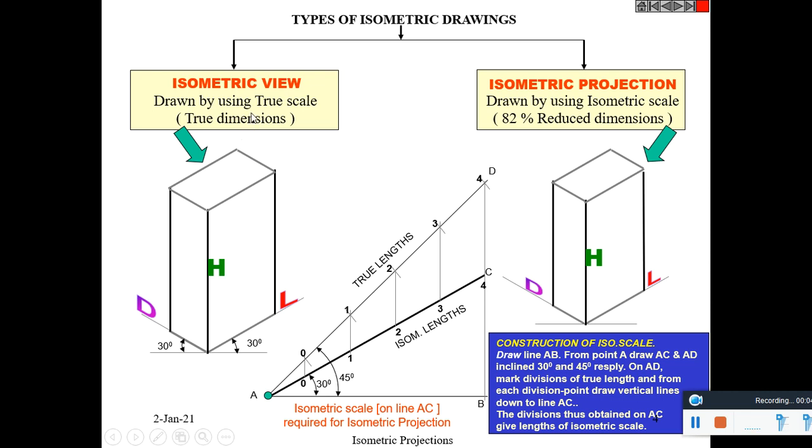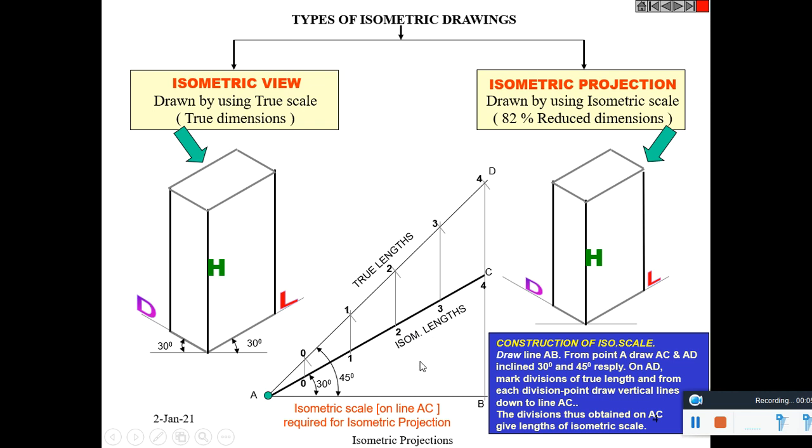Isometric drawings are of two types. One is isometric view and the other is isometric projection. In isometric view, the actual dimensions are taken and it is drawn. So it gives a clear image of the object. Isometric projection also gives a clear image, but the dimensions are much reduced from the isometric view. So before constructing an isometric projection, the isometric scale is constructed.